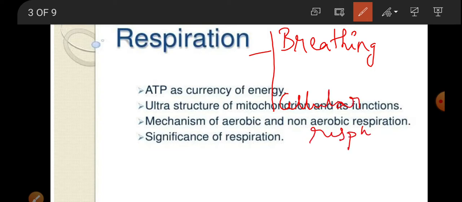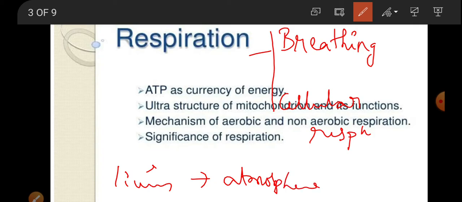Then it is followed by cellular respiration. So what exactly is breathing? How does it differ from respiration? Breathing is nothing but the exchange of gases. The exchange of gases always takes place by a living organism with its atmosphere, that may be air or water. In case of humans it's the atmosphere, whereas in case of fishes it is water.